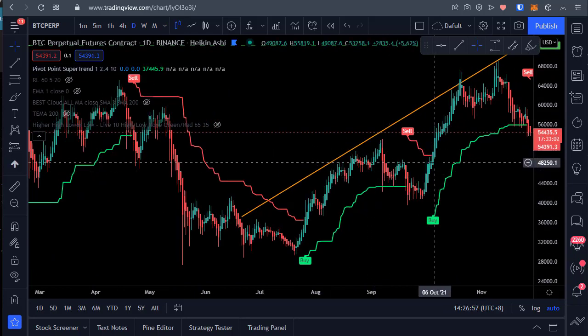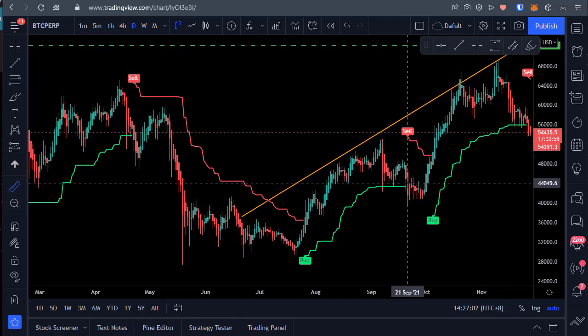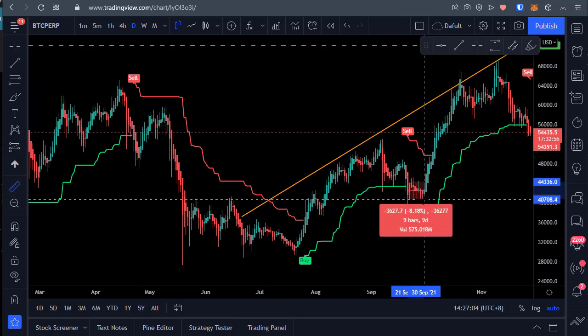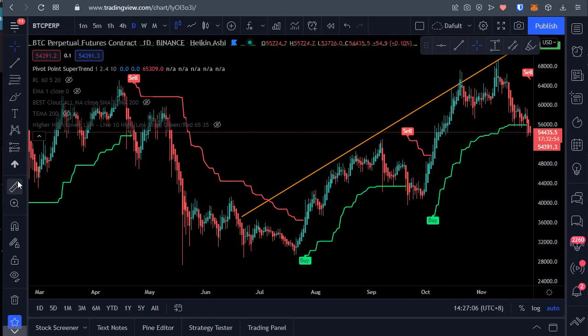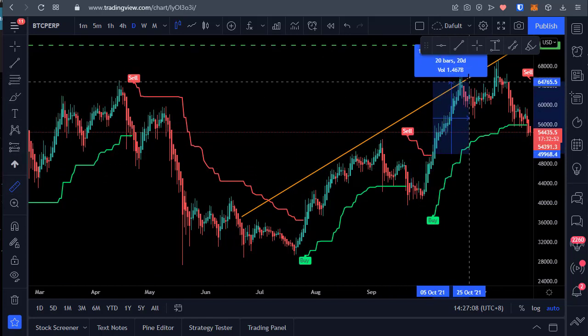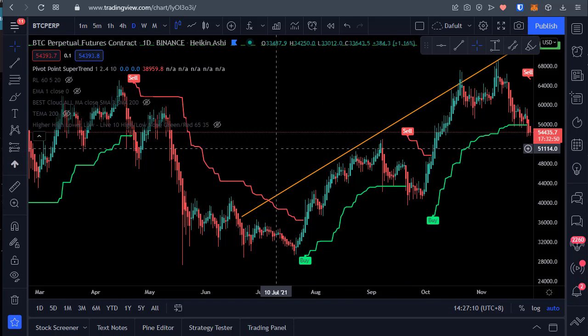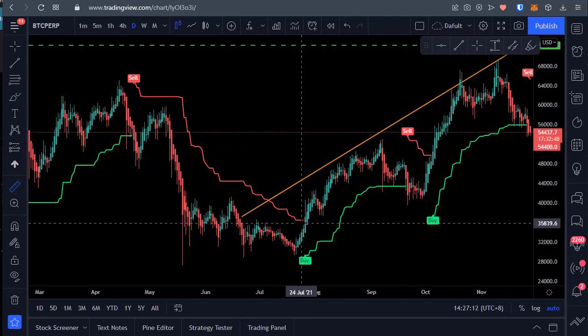As you can see here, if you bought over here, that's an easy 8% around here. And then there's another one that started over here, another like 20% there, and there's another 20% there.